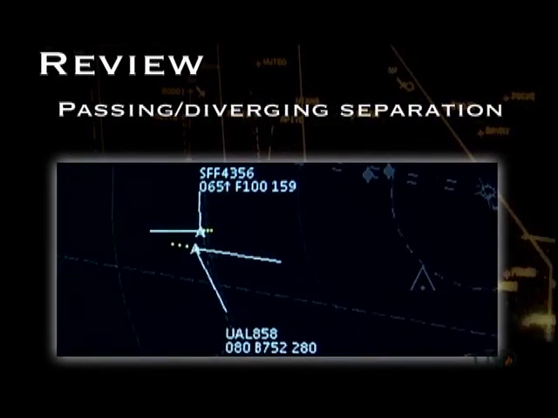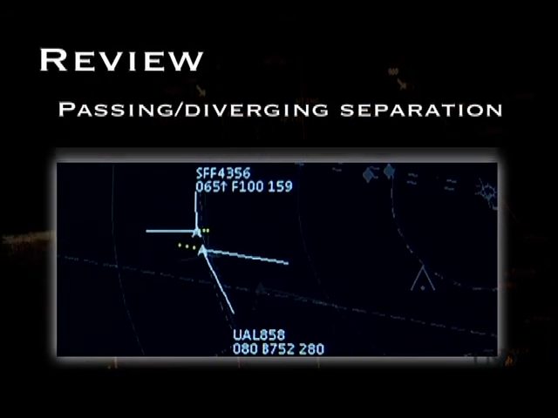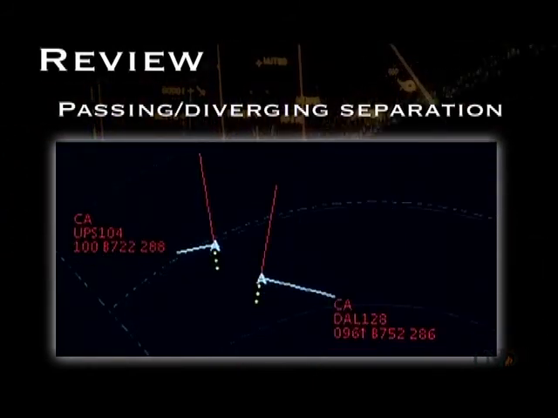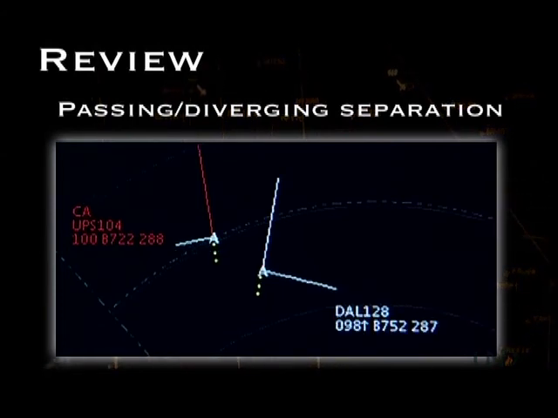To use passing separation, the aircraft must have completely passed each other. For diverging separation, the aircraft must have passed each other's flight paths and their courses must diverge by at least 15 degrees. In both cases, the targets must not touch on the radar display.